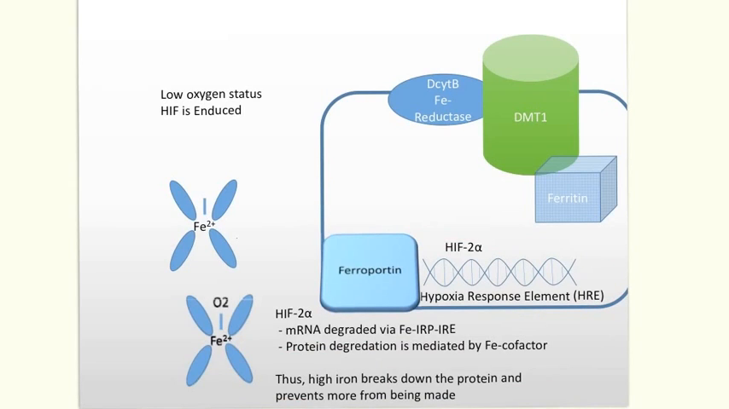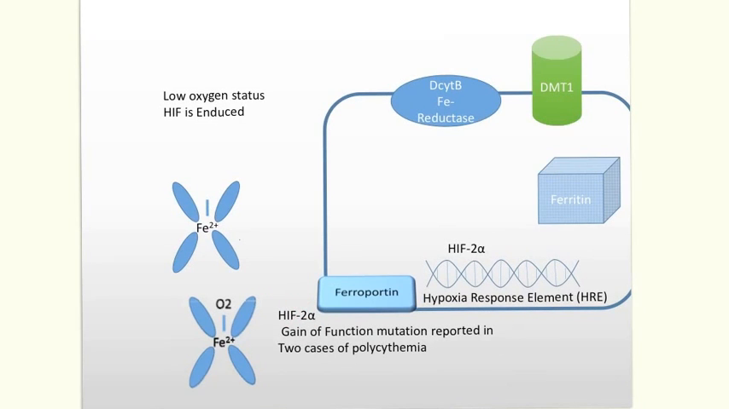You also have to keep in mind that there's another sensor for intracellular iron. It's called the iron response protein and the iron response element. And whenever that gets upregulated, it actually turns off hypoxia-inducible factor. And I'll talk about how that works in just a second. Now, hypoxia-inducible factor doesn't just work in the liver and in the intestine. It also works in the erythroid cells and in the kidneys. And so when you have a gain-of-function mutation in hypoxia-inducible factor 2 alpha, it can cause polycythemia.